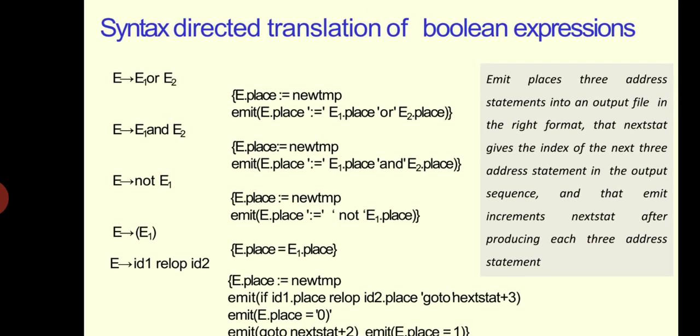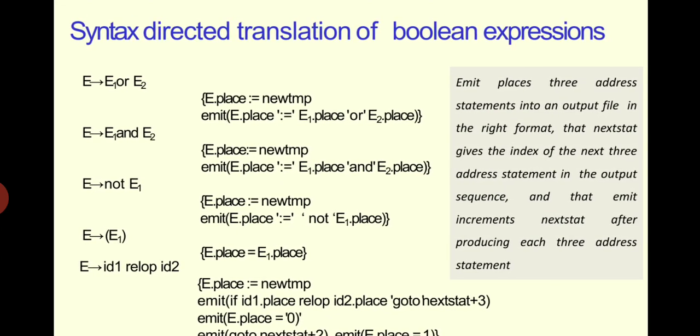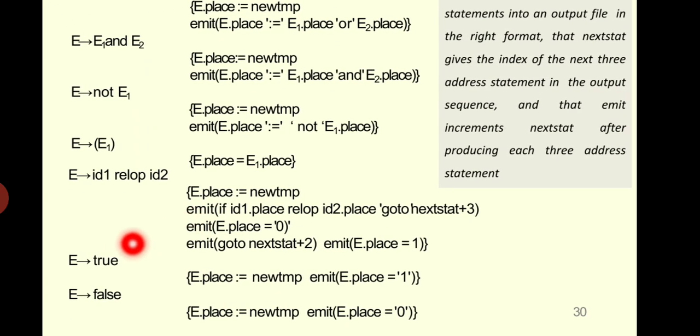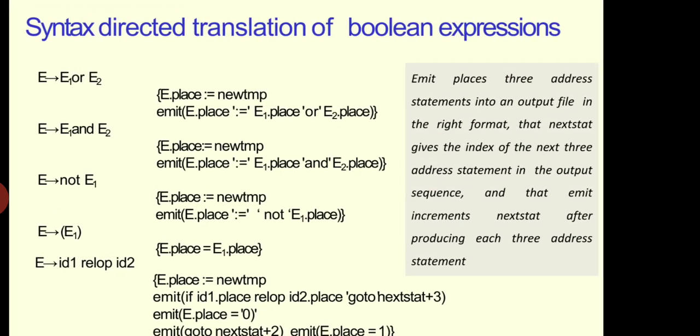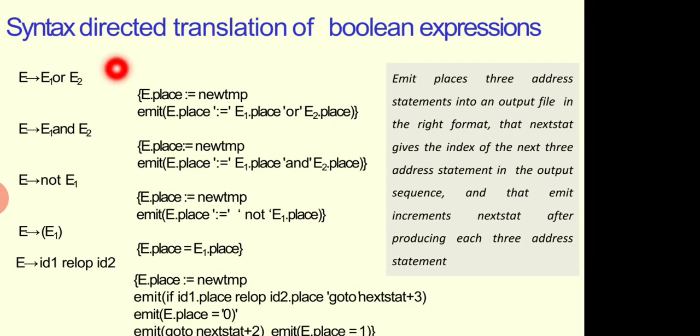Then we can see that with the help of these productions, the expression can be E1 or E2, E1 and E2, not E1, then E within brackets. That means here the expression can be provided within brackets. Then ID1 rel op ID2, then E can be true, E can be false. So here if E gives E1 or E2, then E dot place is equal to new temp. We have to generate a temporary variable for storing the value of E. Then emit E dot place equal to E1 dot place or E2 dot place.